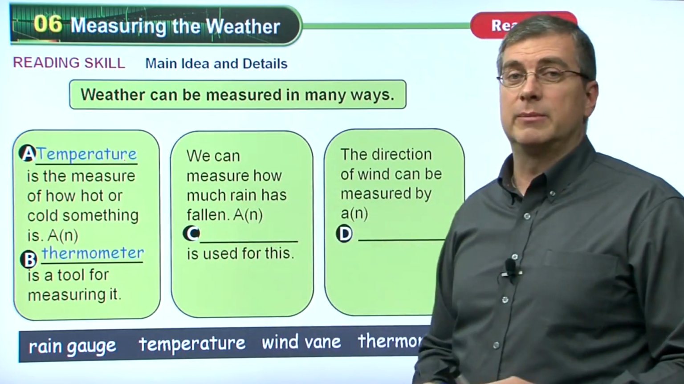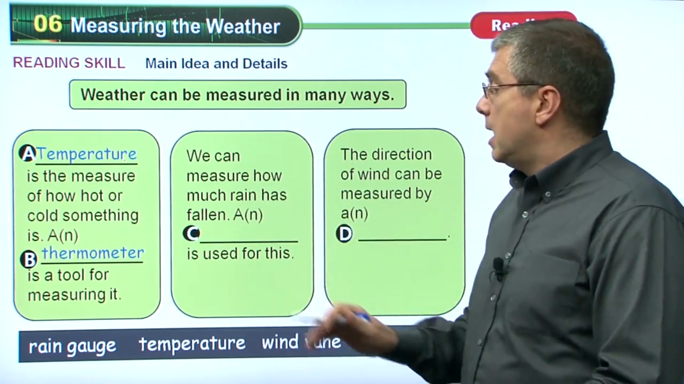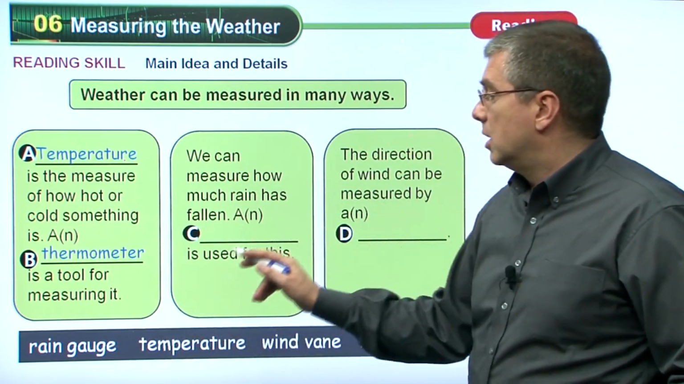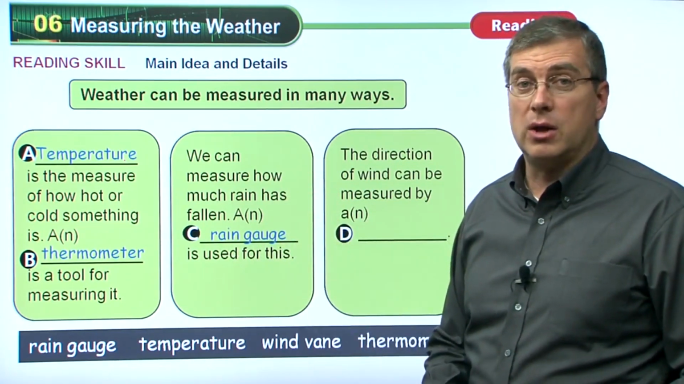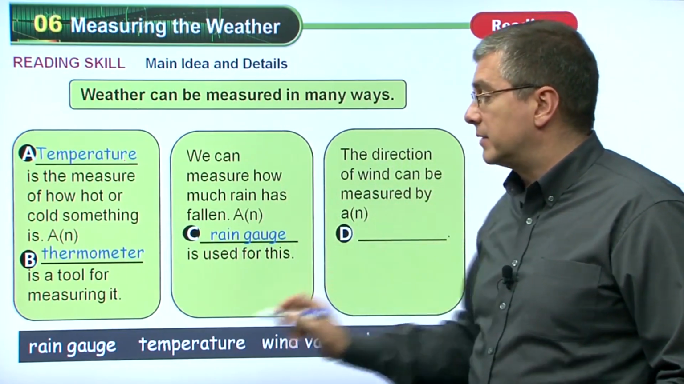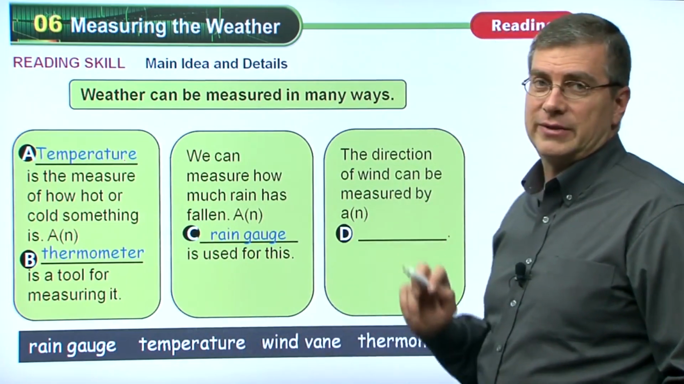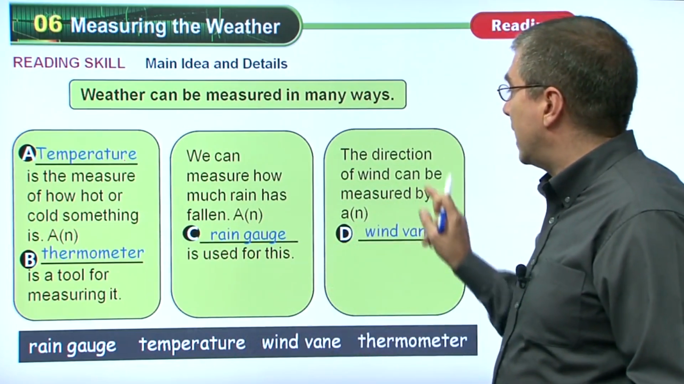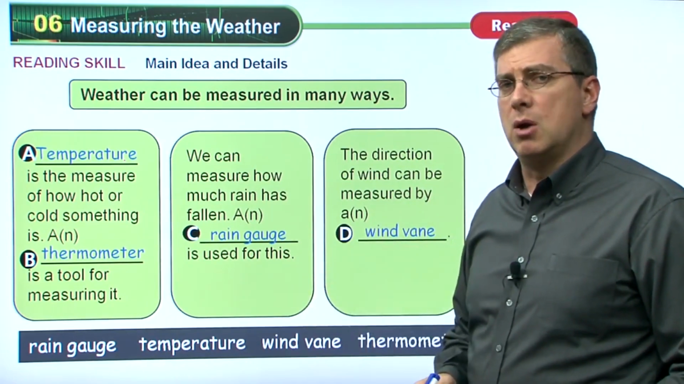The second one we talked about in the reading passage, we can measure how much rain has fallen. What do we use for that? We use, of course, a rain gauge. We use a rain gauge to find out how much rain has fallen. Finally, the direction of wind can be measured by what? Do we use a rain gauge? No. Temperature? No. A wind vane? Yes. A wind vane tells us the direction of the wind. So we use a wind vane to measure the direction, which way the wind is blowing.